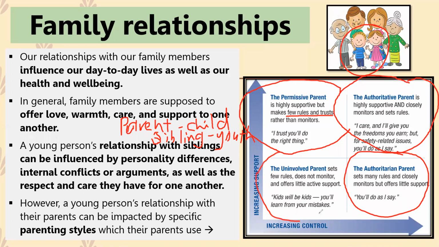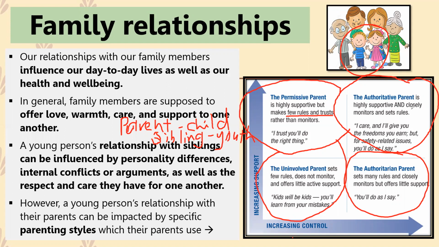Uninvolved parent doesn't have any control and doesn't have much support either. So the uninvolved parent is simply uninvolved. They do set a few rules because they are kind of controlling, but they don't monitor those rules. They don't offer any kind of support. So these kinds of parents will often say, kids will be kids, you're just going to learn from your mistakes eventually. Like, they don't play an active role.